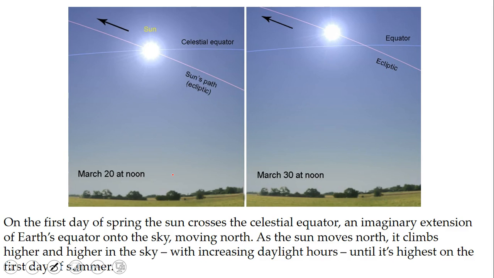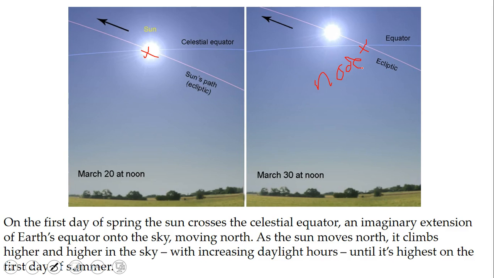All right, so here's what you're actually looking at. On the first day of spring, the sun crosses the celestial equator. Whenever you look at this, you have a position right there, which is called the node. So that's called the node. Whenever the sun is on the node, that's basically your equinoxes.